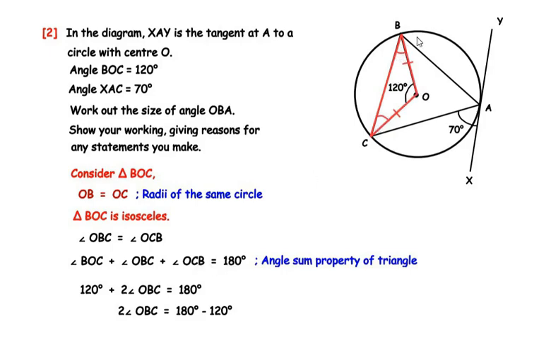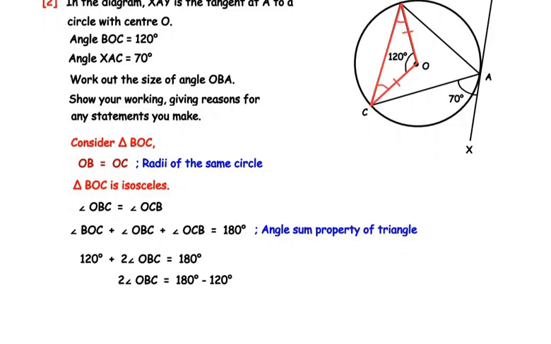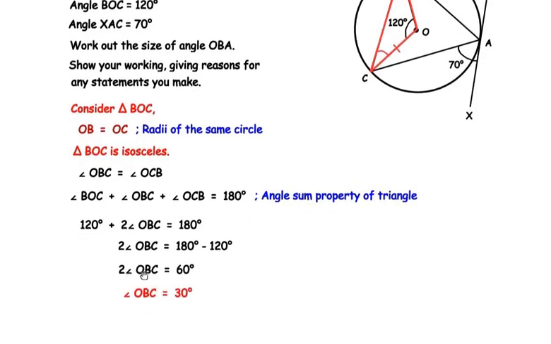So here we have written angle BOC plus angle OBC plus angle OCB is equal to 180 degrees, that is angle sum property of triangle. And since angle BOC is given as 120 and these two angles are equal, here we have written 120 plus 2 times angle OBC is equal to 180 degrees. Now taking 120 on the other side of equal to sign, we get 2 times angle OBC as 180 minus 120, and simplifying it we get 2 times angle OBC is equal to 60 degrees. Now dividing both the sides by 2, we get angle OBC is equal to 30 degrees.